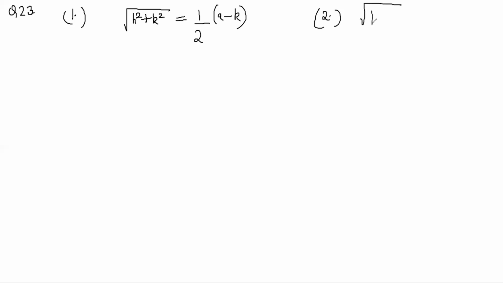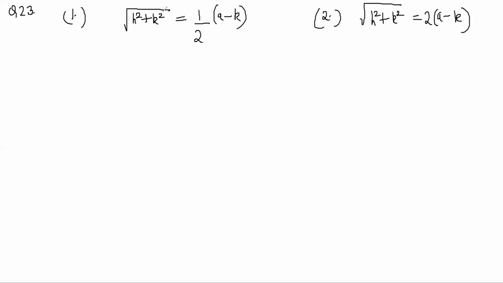Next one, question number 23. In the previous question, if the first distance is 1, always half, and 2, always twice the second distance, find the equation. So in part 1, root of h square plus k square is half of A minus k, and the second one is always twice, so h square plus k square is equal to 2 times A minus k. So you'll get two different equations, different loci. You'll simplify this and solve it.